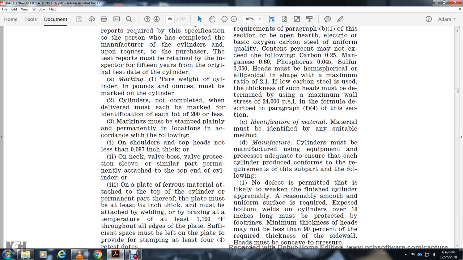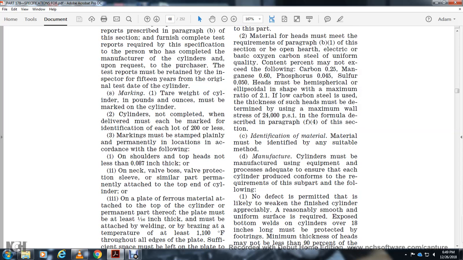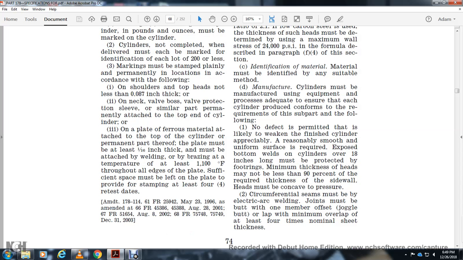The cylinder may carry a plate of ferrous metal attached to the top of the cylinder on a permanent part, with the plate raised at least 1/16 of an inch. It must be attached by a welding braze at a temperature less than 1100 degrees Fahrenheit throughout all edges of the plate, leaving space on the plate to provide for stamping at least 4 retest dates.